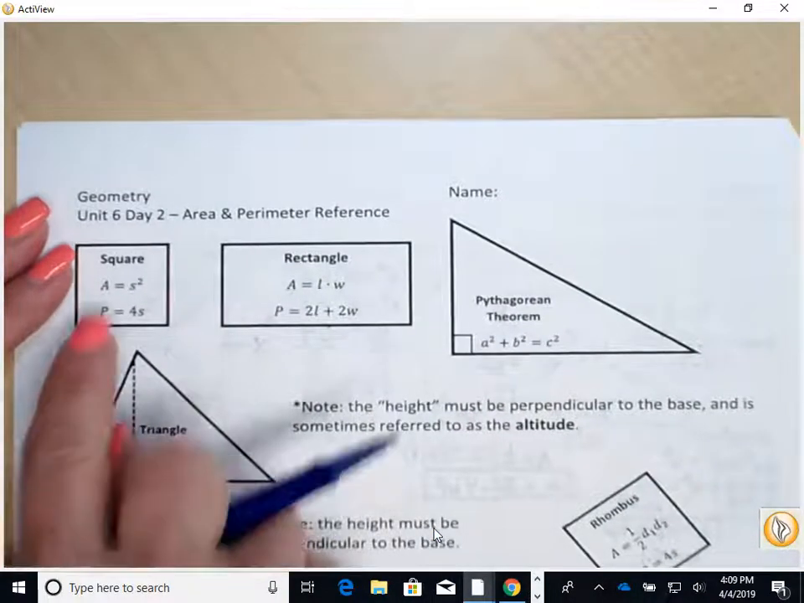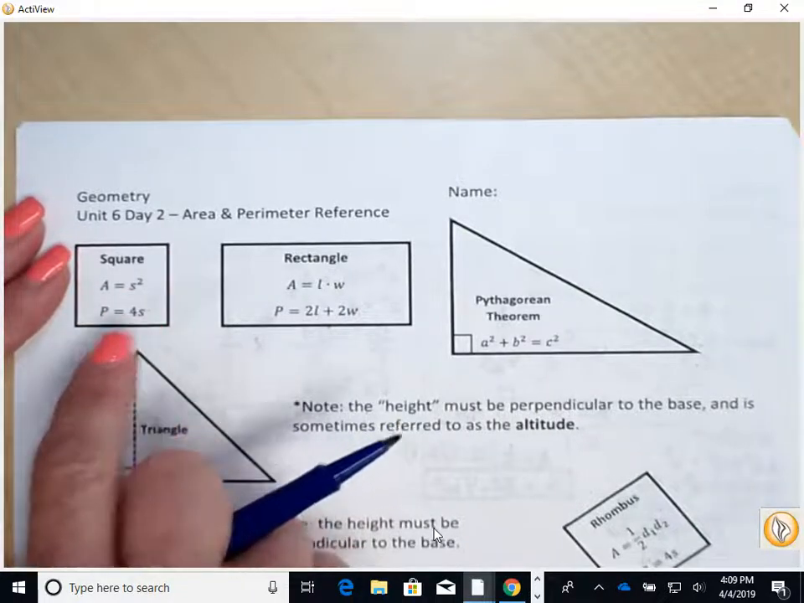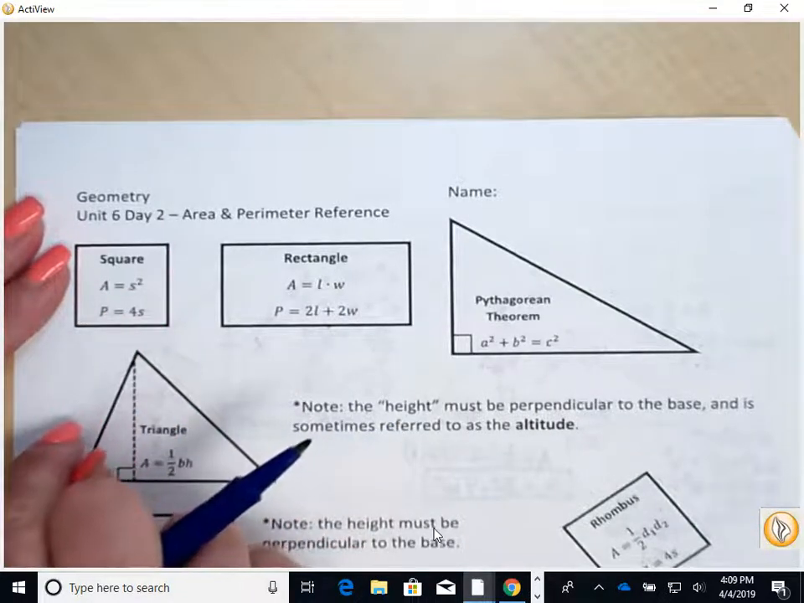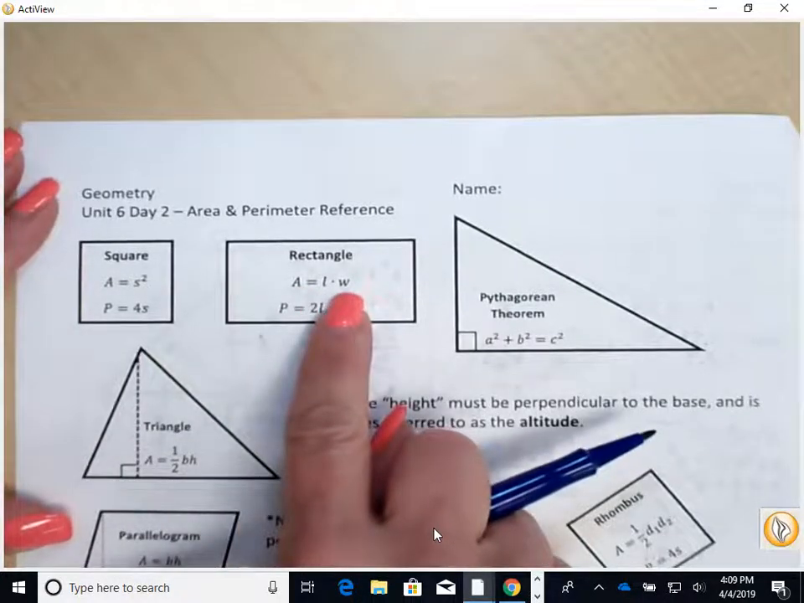We got area of a square is side squared, perimeter of a square. I never memorize perimeter equations or formulas because perimeter is just always adding up all the sides. So as long as you just add up all the sides, you've got your perimeter. Area of a rectangle, length times width.